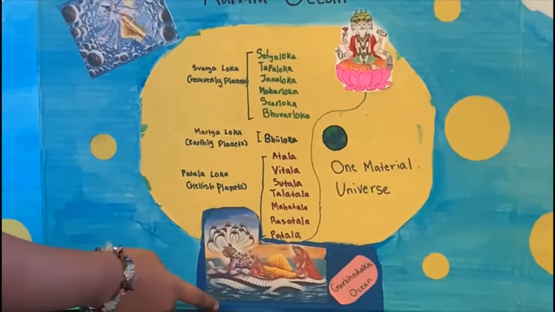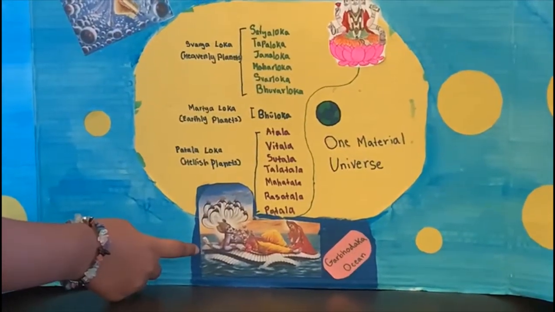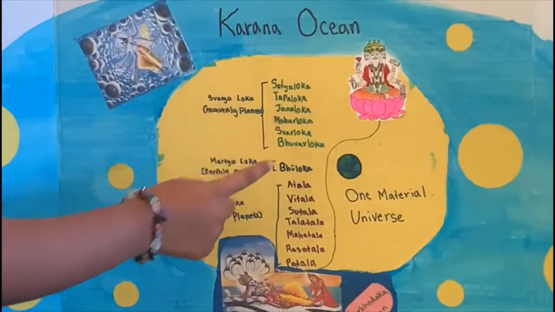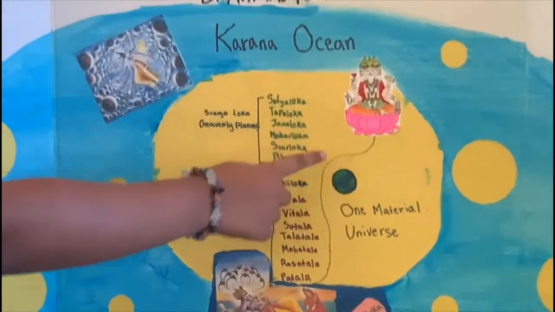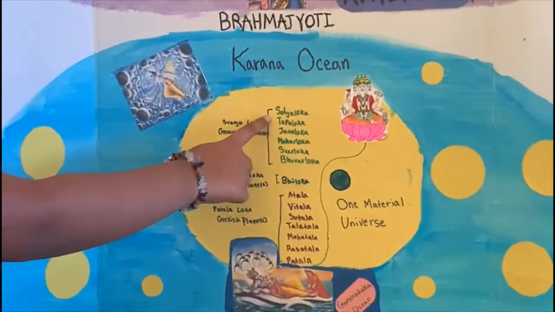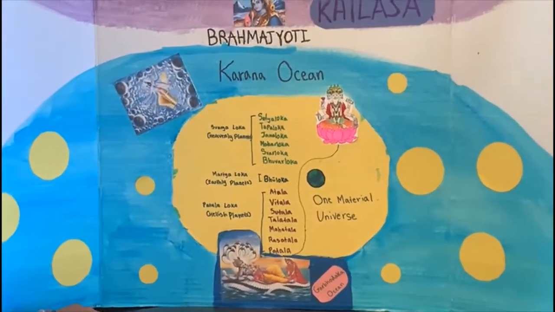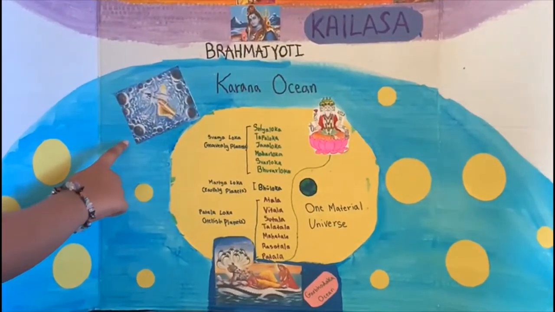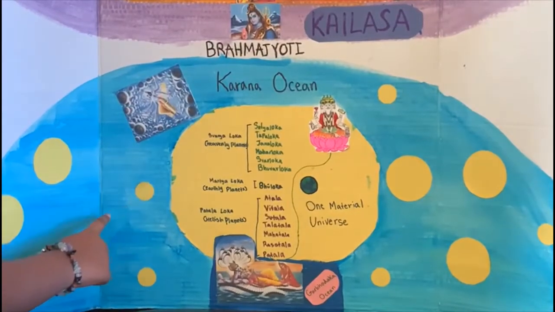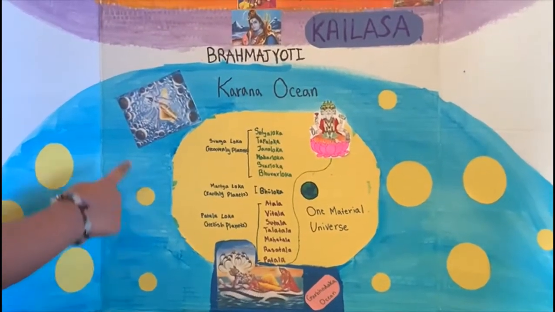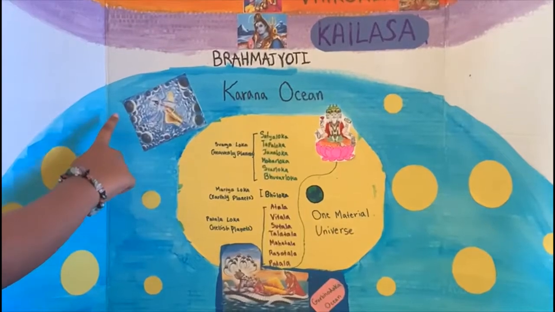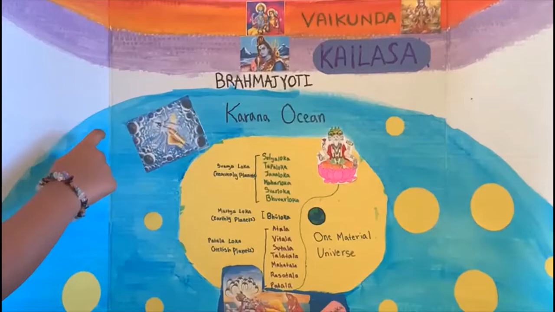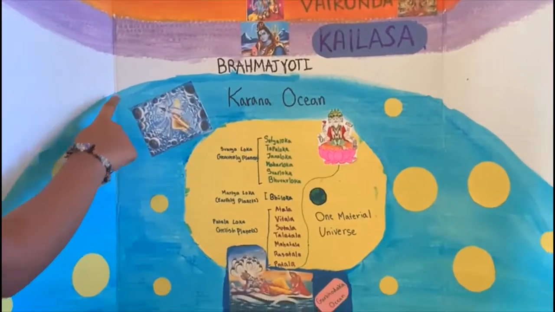In the Garbhodaka ocean, there is Garbhodakashayi Vishnu, and from his navel is the stem to the lotus that Lord Brahma resides on, and Lord Brahma lives in Satyalok, which is the highest heavenly planet. In the Karana ocean, it is said that every time Maha Vishnu breathes, one material universe is formed. And above the Karana ocean, there is the Brahma Jyoti, which is Krishna's effulgence, and it is the impersonalists' main goal to be here.